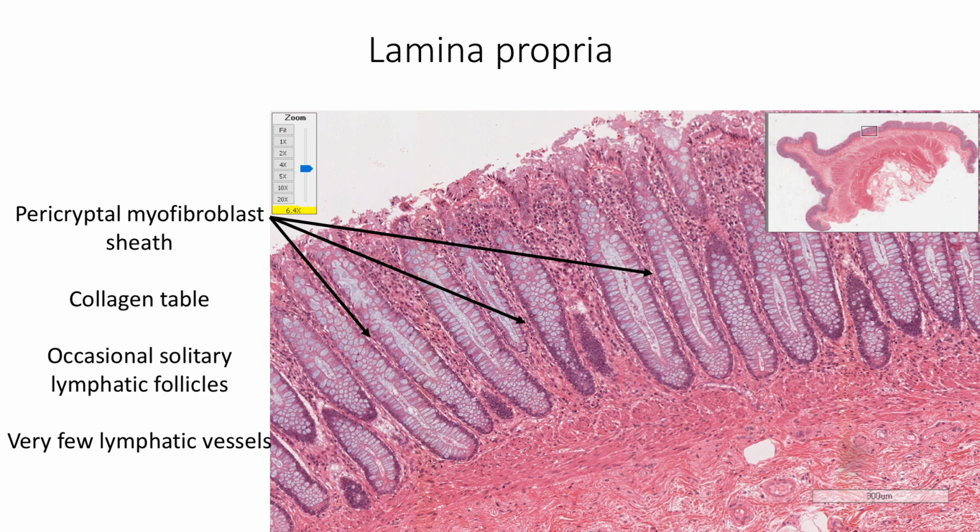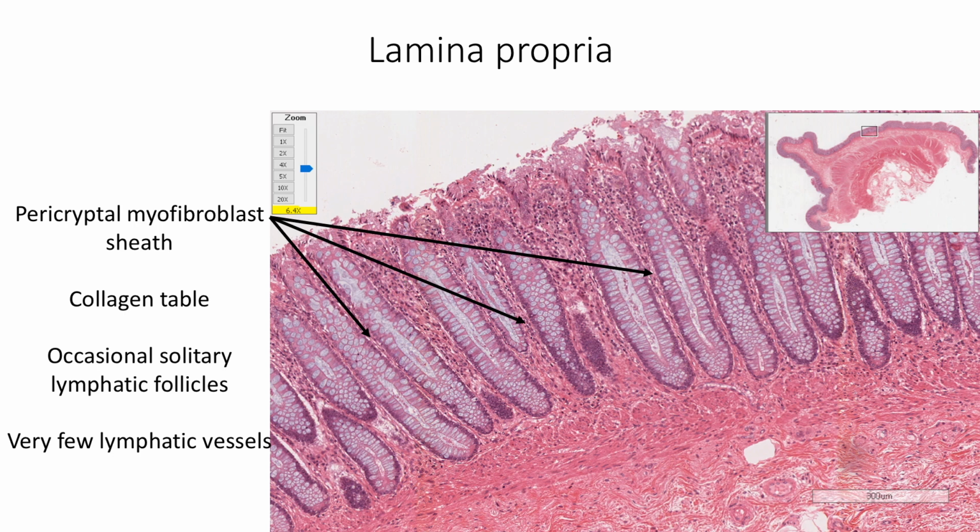Second feature is the presence of collagen table deep to the basal lamina of the gland. It contains collagen fibers as well as proteoglycans, and this collagen table regulates the absorption of water as well as electrolytes. In certain pathological conditions, this layer may become thicker, like in case of hyperplastic colonic polyps.